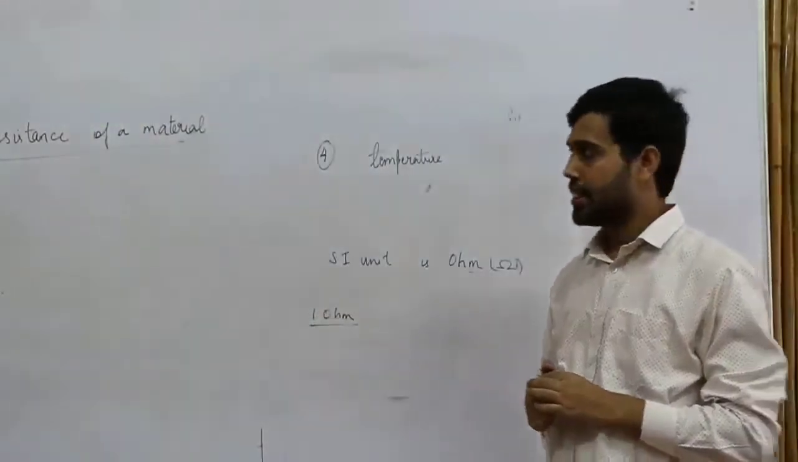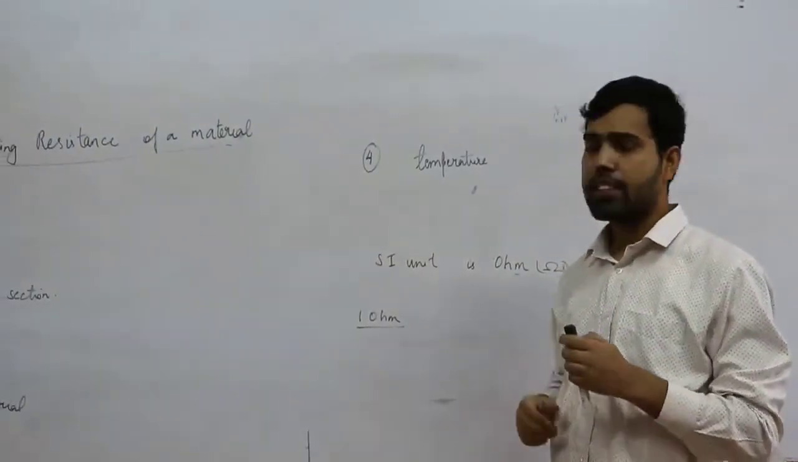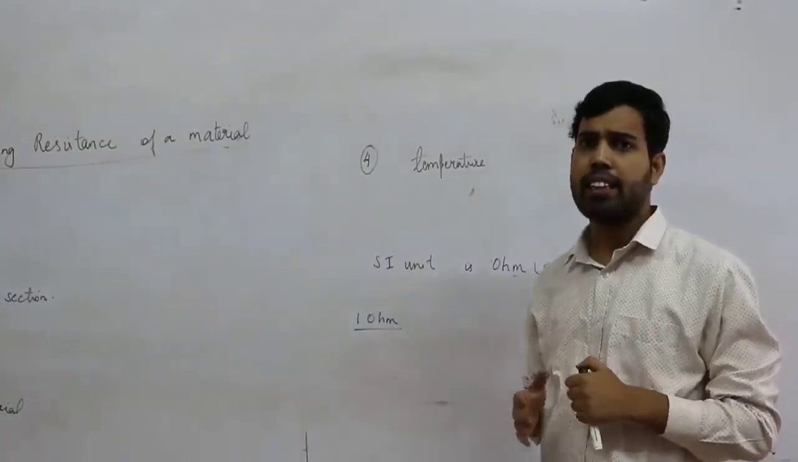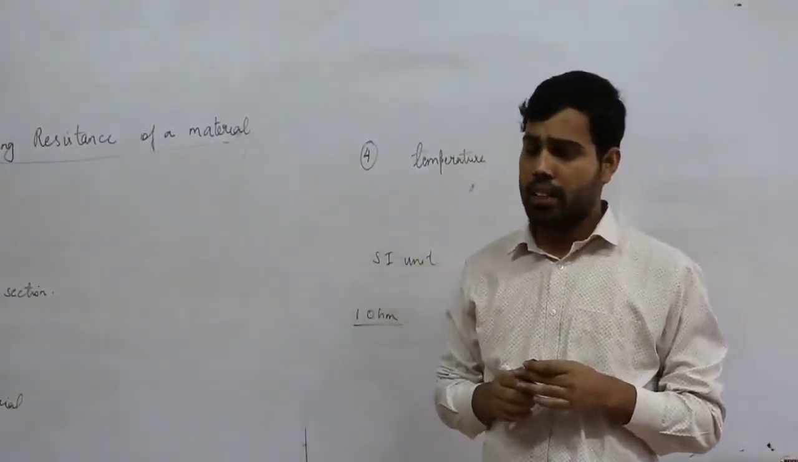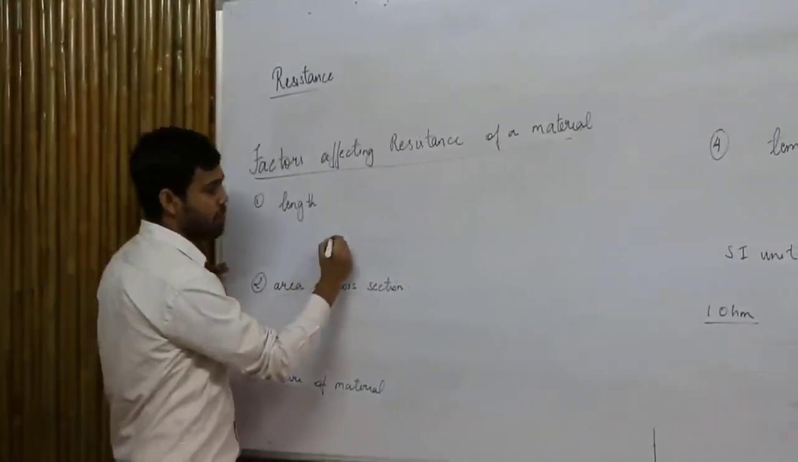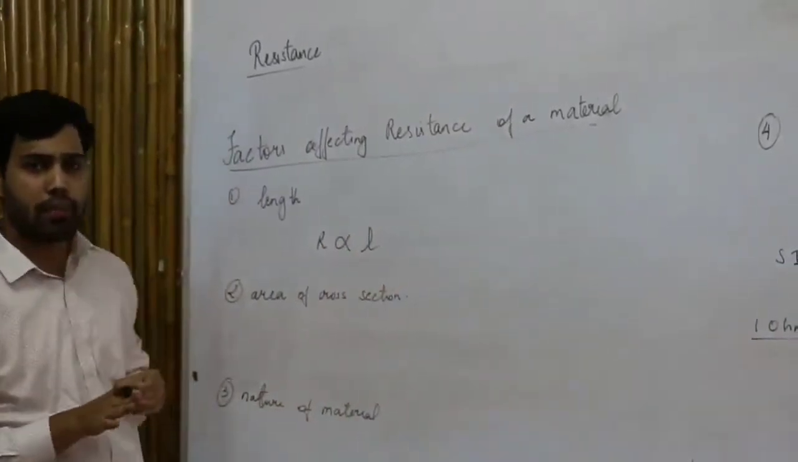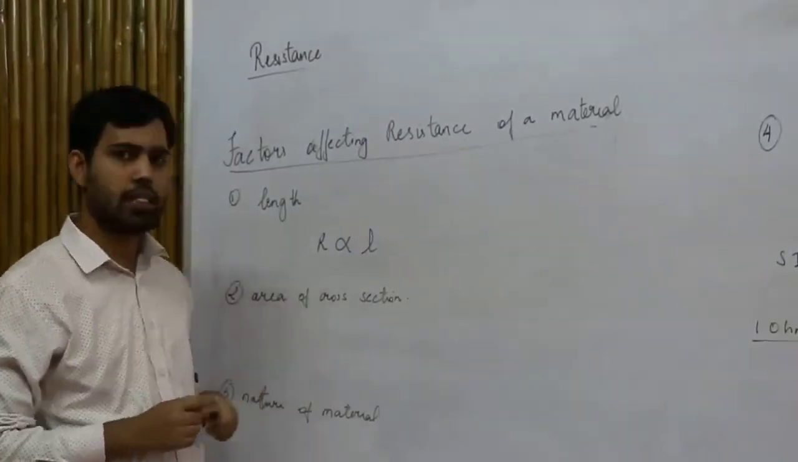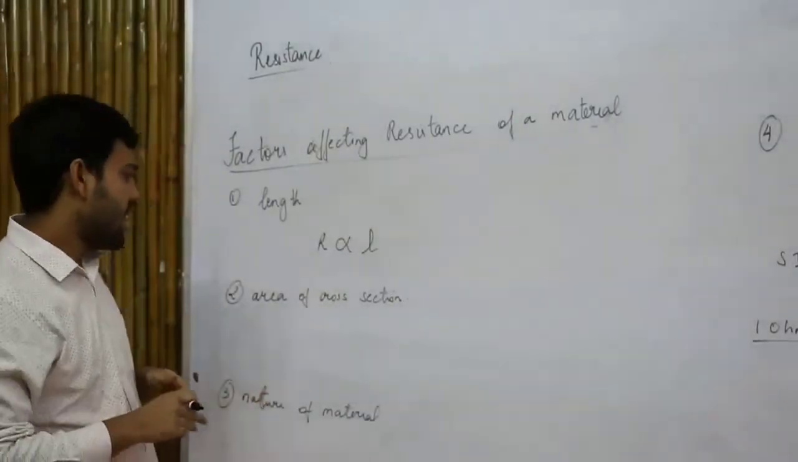Okay, we have talked about resistance. As I told you, it is a property of a material by virtue of which it tries to oppose the flow of electric current through it. Now there are various factors affecting the resistance of a conductor. The first is length. The resistance of a conductor depends directly upon its length. My resistance is directly proportional to the length of the conductor. It means if I increase the length of a conductor, the resistance will increase. If I decrease the length, the resistance will decrease.